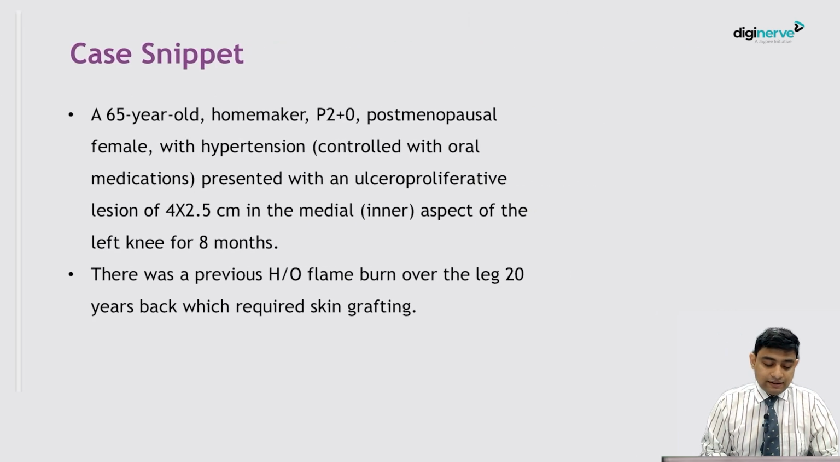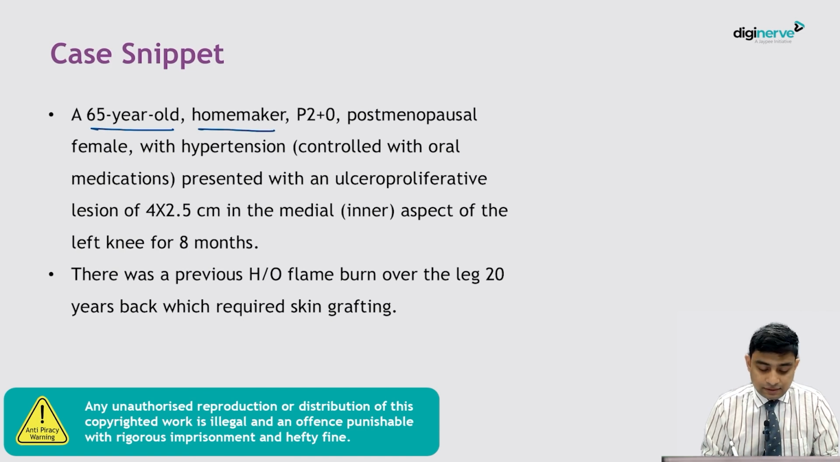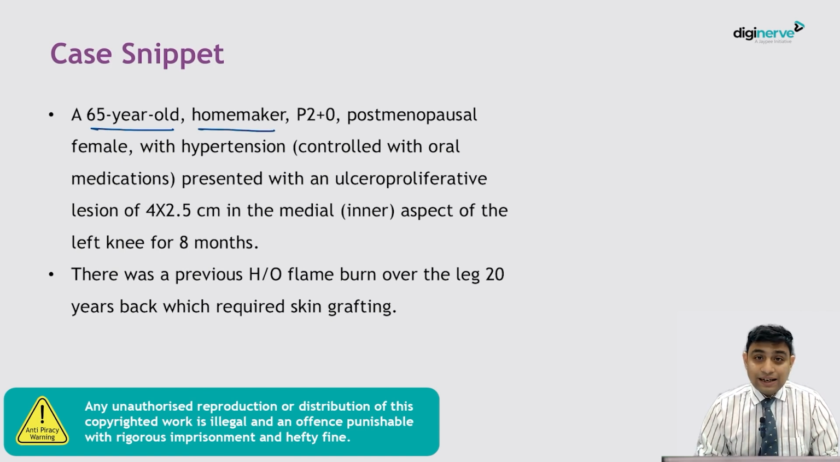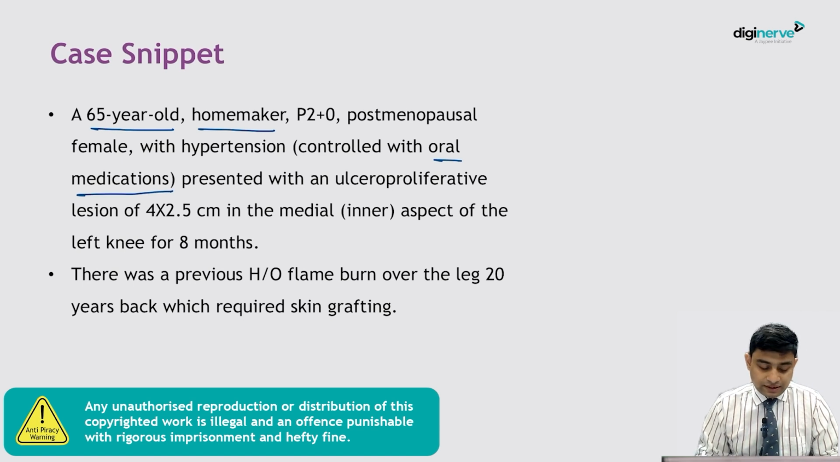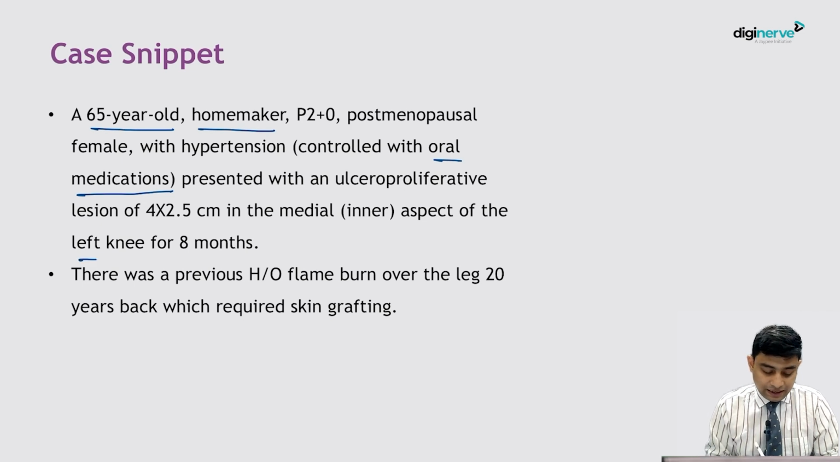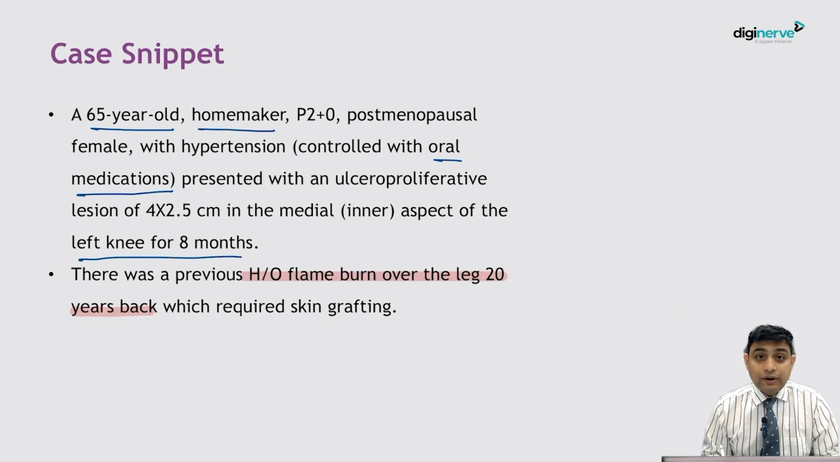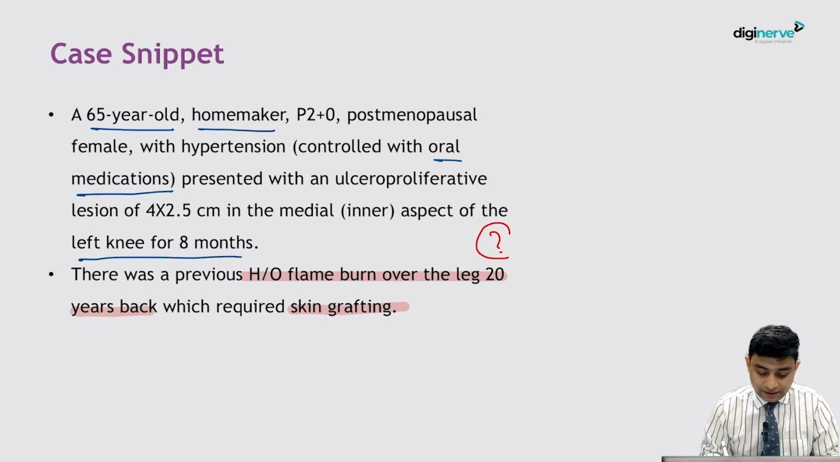So this case is a 65-year-old homemaker, para 2, a postmenopausal female with hypertension, which was controlled with oral medications, presented with an ulceroproliferative lesion of 4 into 2.5 centimeters in the medial or the inner aspect of the left knee for 8 months. Note that the patient has a history of flame burn over the leg 20 years back, which required skin grafting. Okay, this gives us a clue to something sinister that had happened in the past. So the past history of an exposure due to flame burn is something very significant.